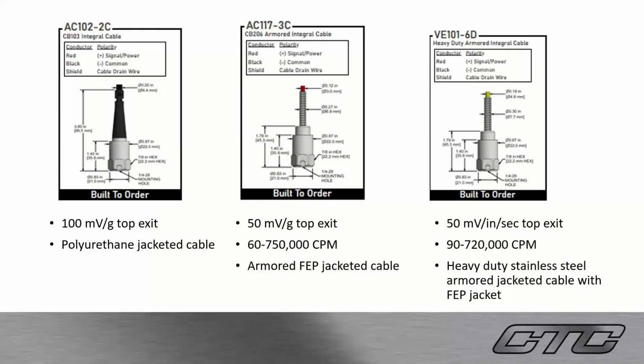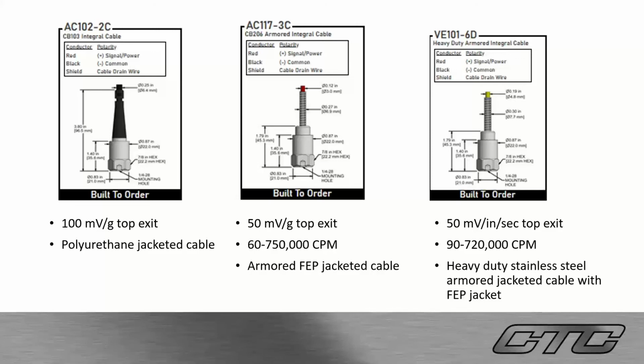Shown on your screen are three different sensors, all with different integral cabling options. On the left, we have the AC102 2C, which has a CB103 integral cable, and the sensor is a 100 millivolt per G top exit, and the CB103 is a polyurethane jacketed cable. In the middle, we have an AC117 3C, which has a CB206 armored integral cable. This is a 500 millivolt per G or 50 millivolt per G top exit accelerometer with 60 to 750,000 CPM and an armored FEP jacketed cable.